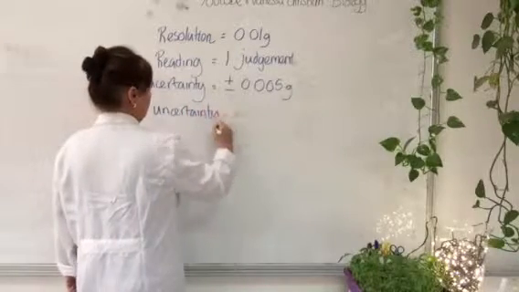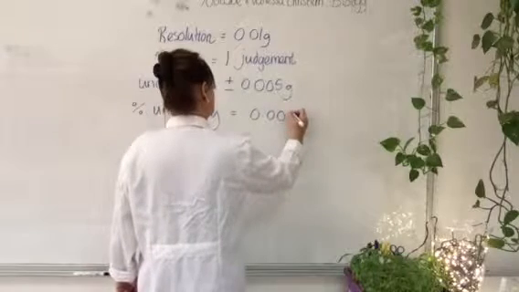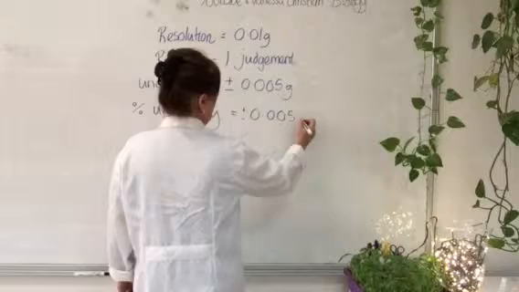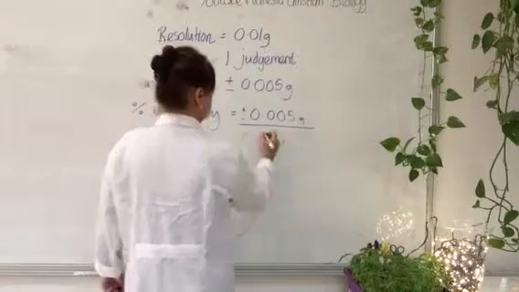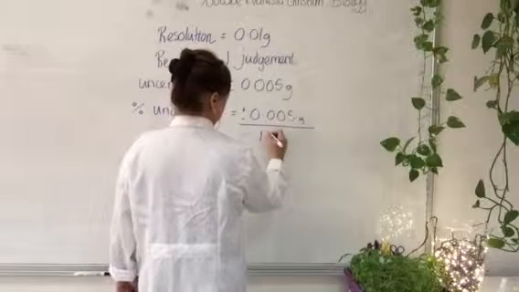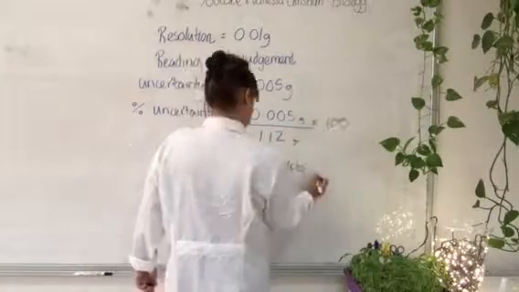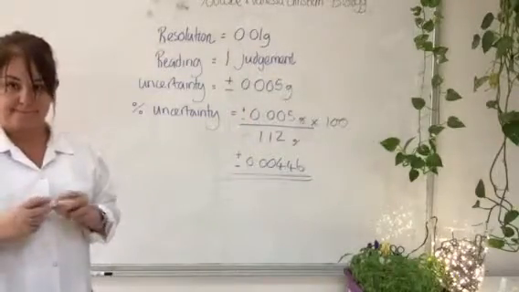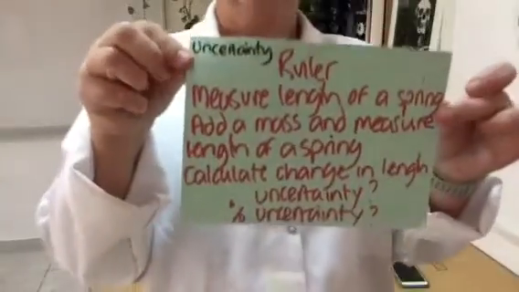So to relate the uncertainty to the amount of mass that I'm actually measuring, I'm going to work out the percentage uncertainty. So that is plus or minus 0.005 divided by the mass of the beaker, which was 112 grams. I then times that by 100, and I'm not surprised to get such a small uncertainty when I've used such a precise instrument.